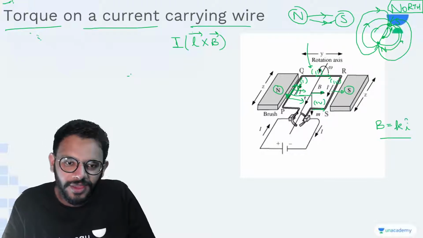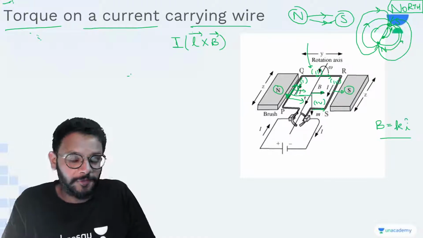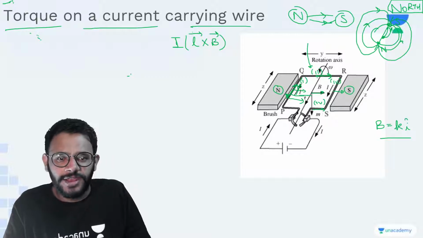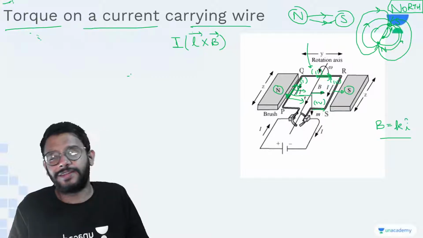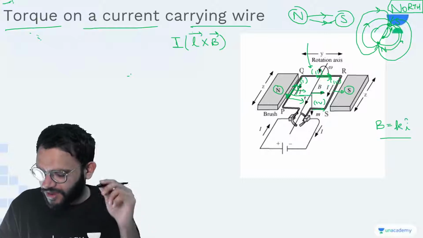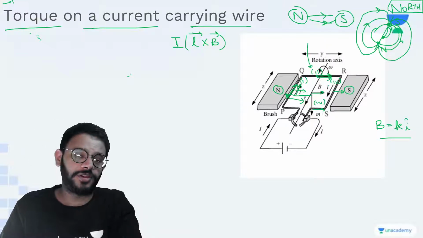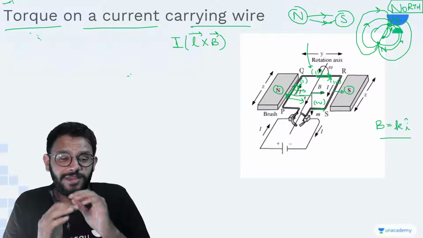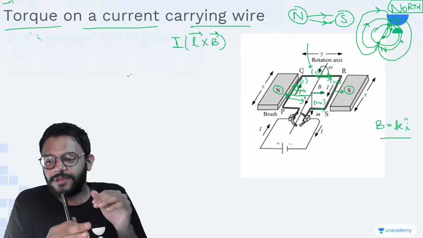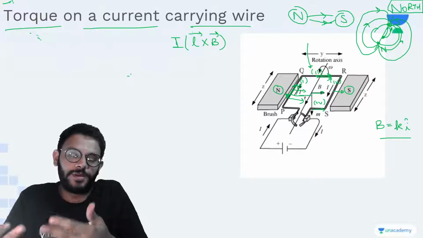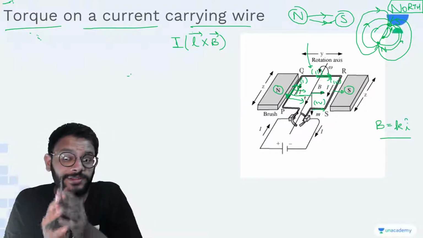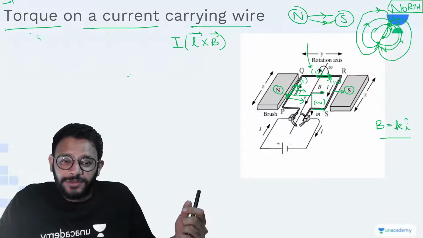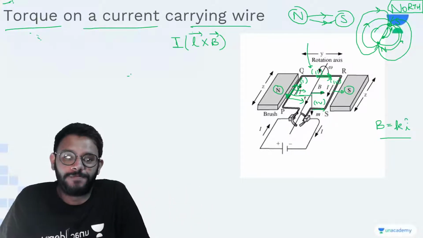Similarly, let's go on to the second wire. In the second wire, the magnetic field is in this direction. The length vector is again in the same direction, and we know that if a charge has velocity in the same direction as the magnetic field, no force acts on it. Similarly, if a current carrying element is being acted upon by a magnetic field in the same direction as its length, no force is going to be experienced by it, as it's parallel to the B vector.